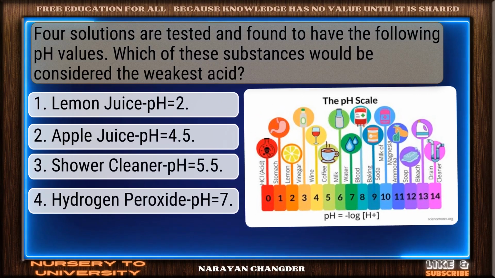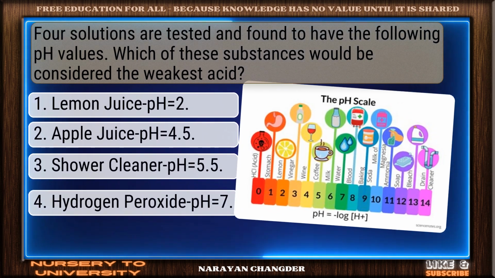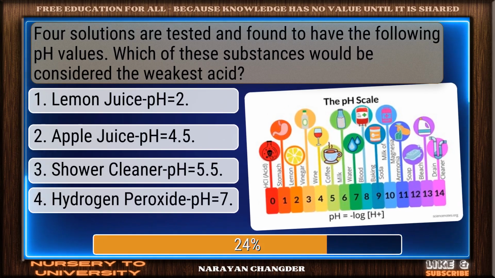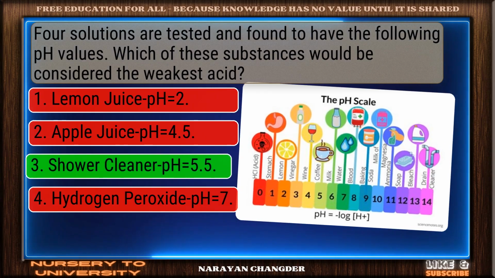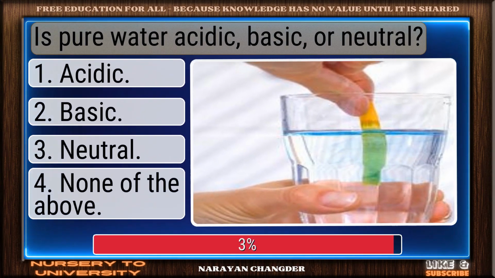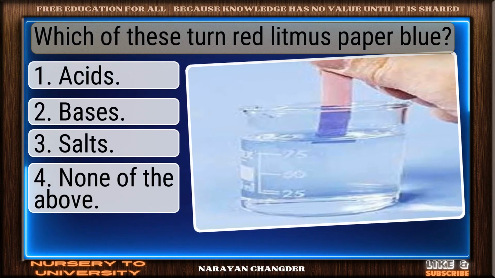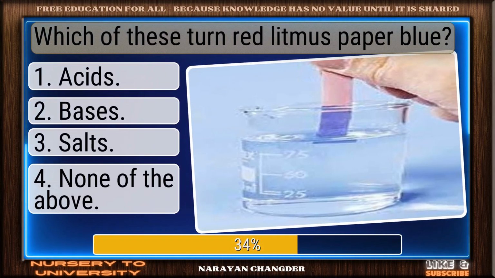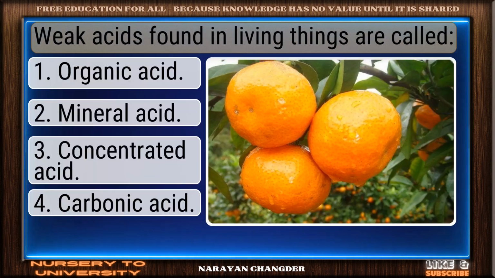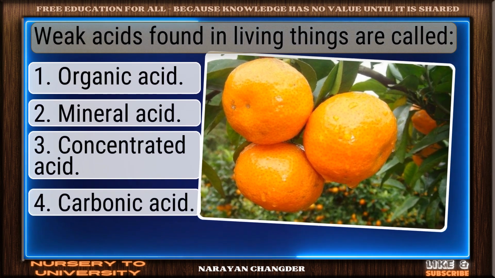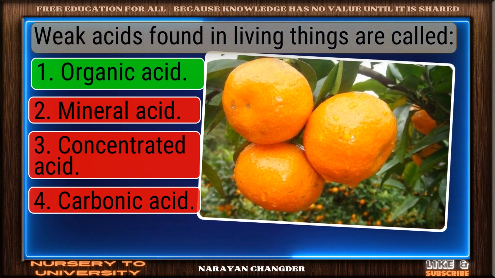Four solutions are tested and found to have the following pH values. Which of these substances would be considered the weakest acid? Valid point. Shower cleaner pH equal to 5.5 is true. Is pure water acidic, basic, or neutral? You chose neutral? Correct. Which of these turn red litmus paper blue? Smart move. Bases is accurate answer. Weak acids found in living things are called... Excellent. Organic acid is well reasoned.